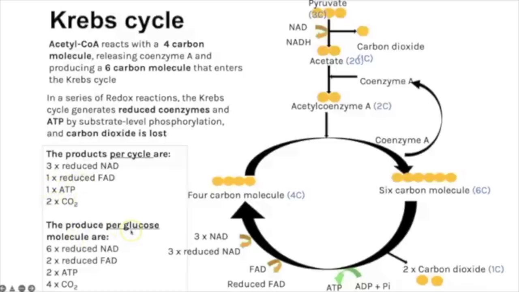But for every glucose, the cycle happens twice because we'd have 2 acetyl-CoA produced, so 2 rounds of the cycle. So we actually double all of those values. So look carefully at an exam question, whether they're asking for the products per cycle or per glucose molecule.